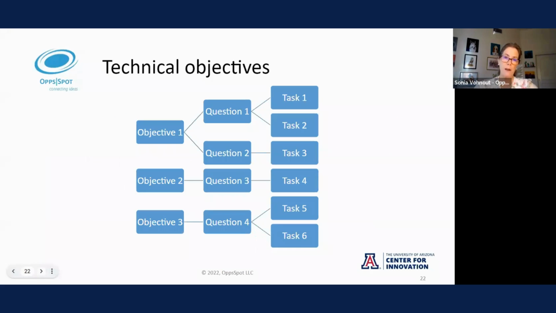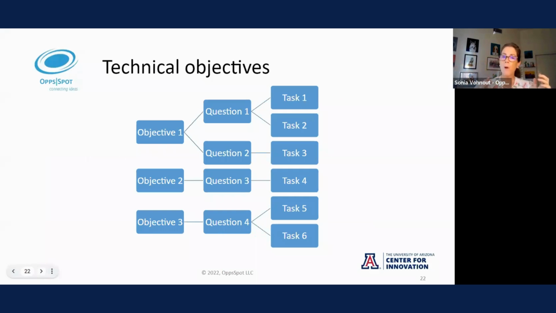So if you have your technical objectives and each of them have questions you're addressing, it will make it easier for you to translate each of those questions into one or more tasks, right? And if you think this way through, sort of like in a systems engineering process approach, it's going to make it easier for you to outline your proposal and write your proposal.